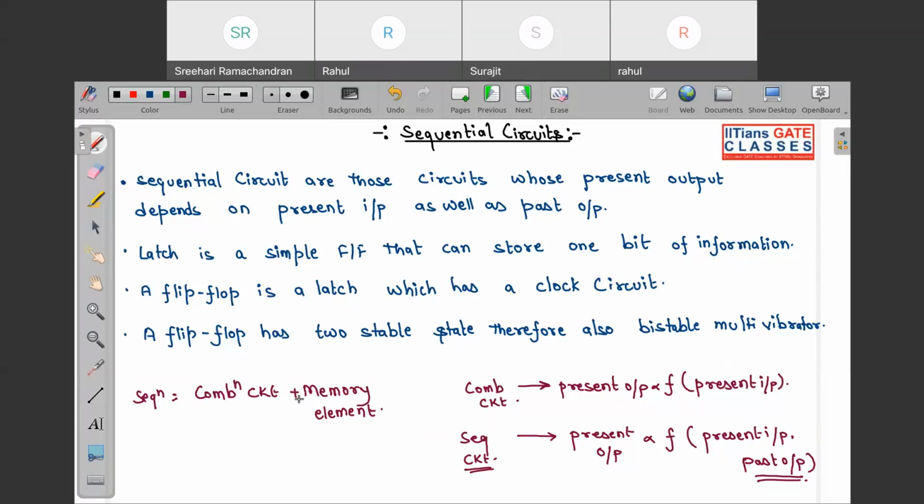So why do we add a clock circuit in any of the circuits? Why do we add a clock? For synchronizing all the circuit elements, which we are going to see shortly. Any flip flop has two stable states, as we are going to see.